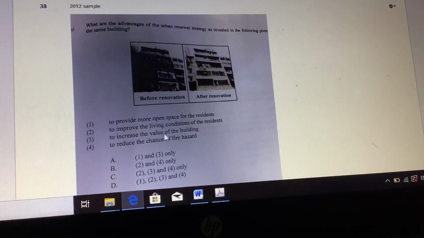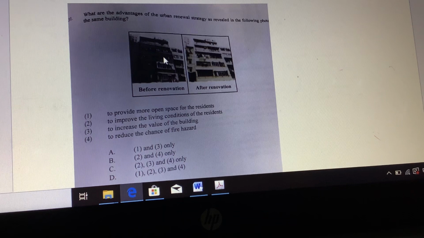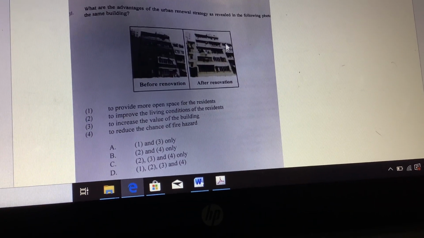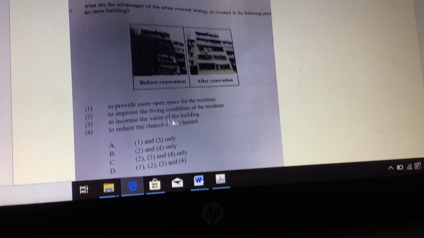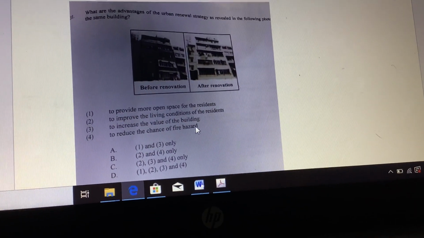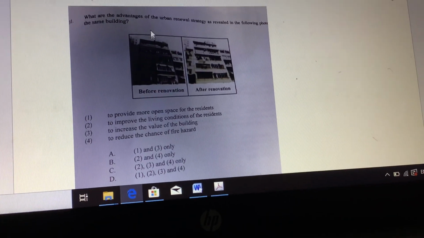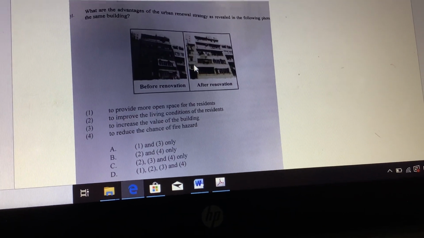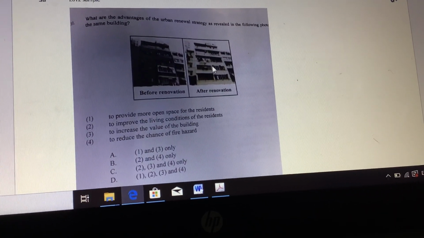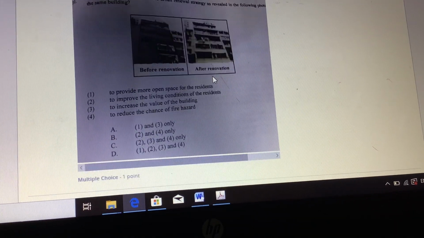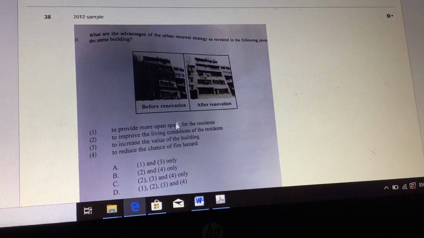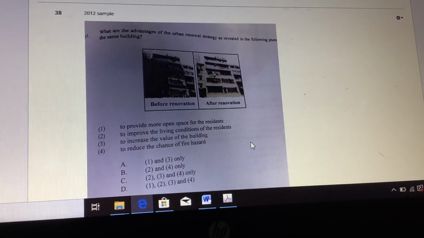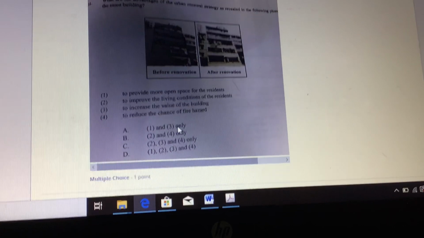Okay. Increase the value of the building. This is true because originally they were very old, so you could not sell for good money. But right now you can make it a very new building, and then you can sell for good money. Okay. Reduce the chance of fire hazards is also true. Maybe the corridor can be fixed, and the blockage of different kinds of goods, maybe that rubbish, can be thrown away. So this one is also helping, and also the fire equipment may be fixed. So number 2 and 3 and 4.